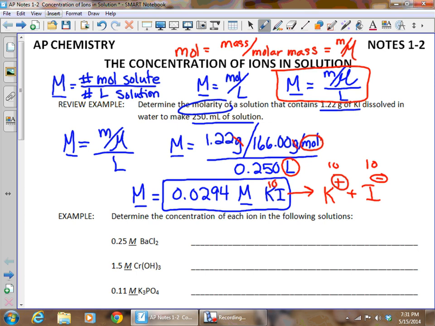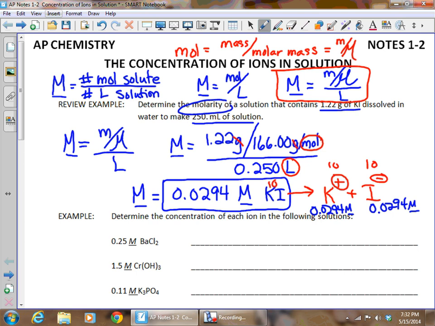So if we've got 0.0294 molar KI, then once those split apart in the water, once those dissolve, we've got 0.0294 molar potassium, and we've got 0.0294 molar iodide. It's important for us to know, when we dissolve something in water, what the concentration of those ions are going to be. Now that's a 1-to-1 relationship. There's 1 potassium for every 1 iodine.